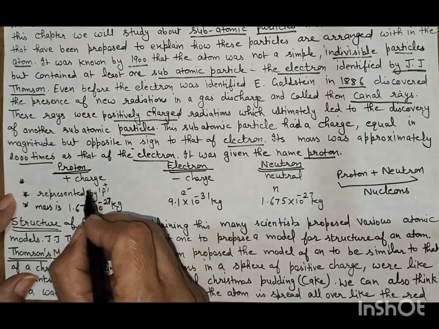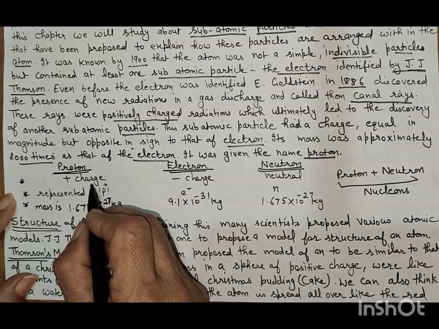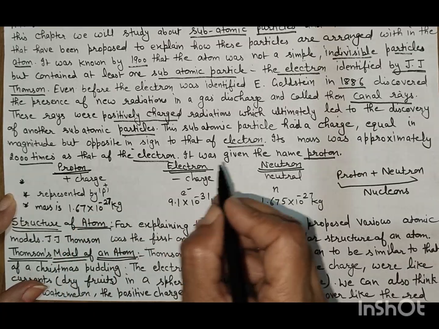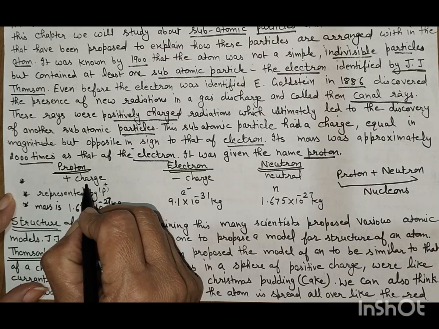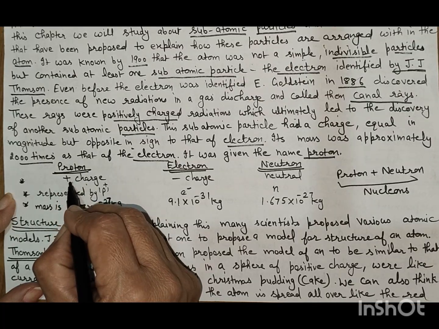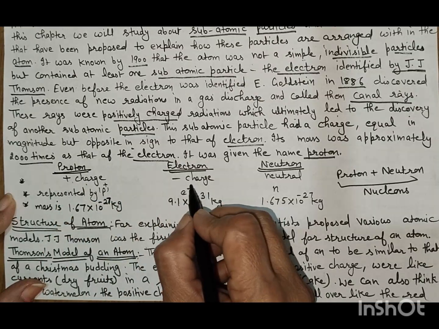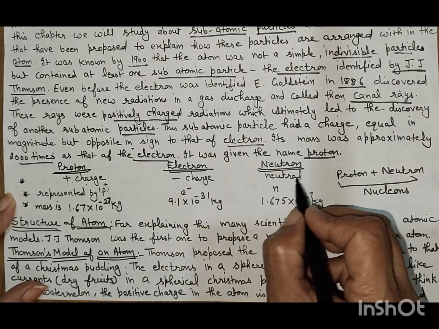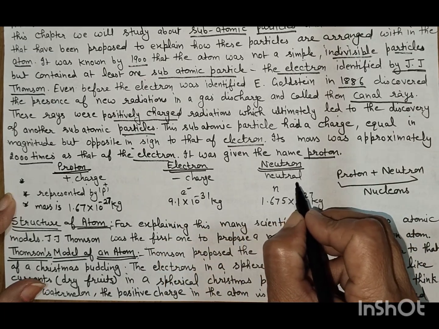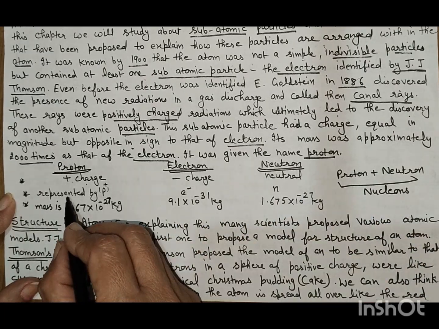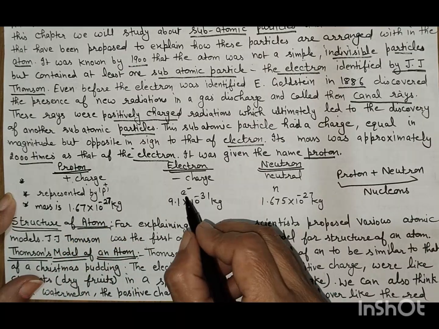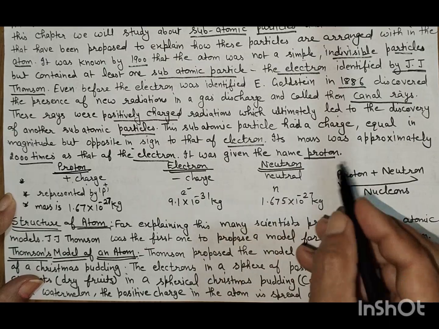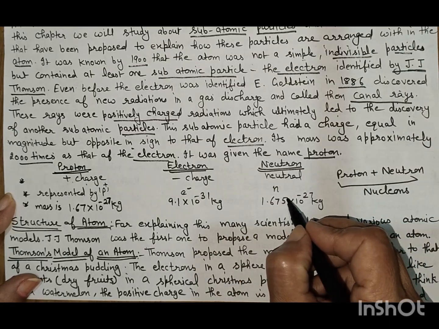There are three subatomic particles in the atom: proton, electron and neutron. Proton carries positive charge. Electron carries negative charge. Neutron is neutral. It has no charge. Proton is represented by P, electron is represented by e, and neutron is represented by n.